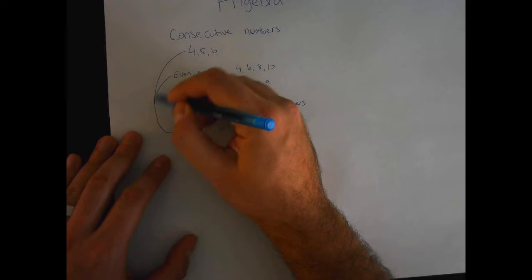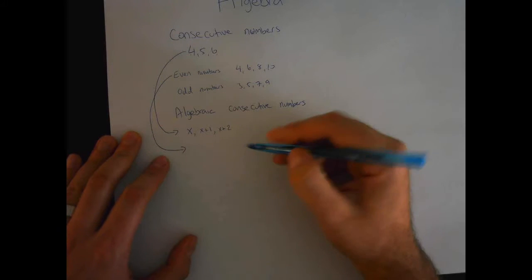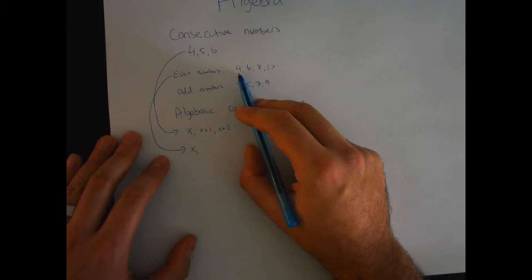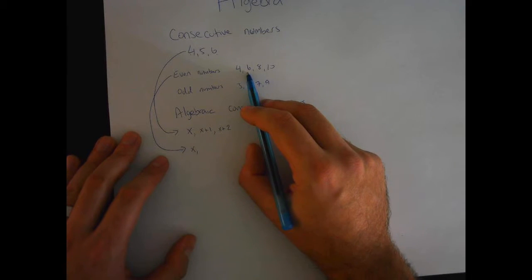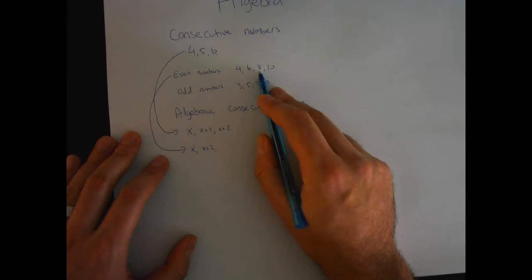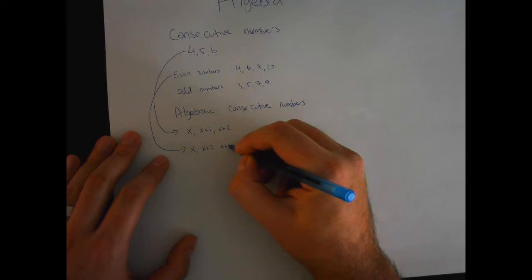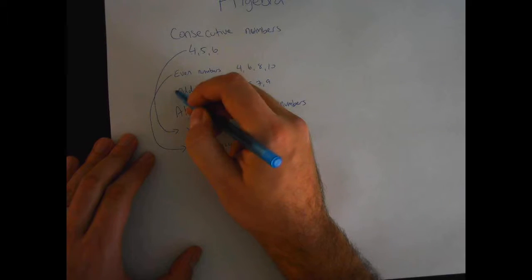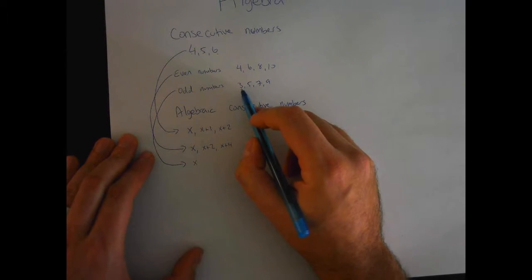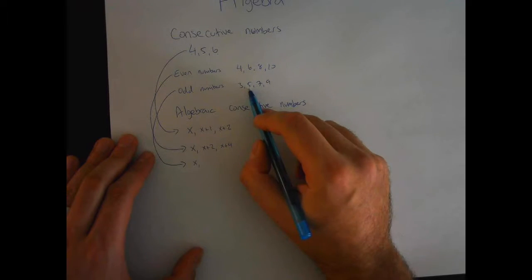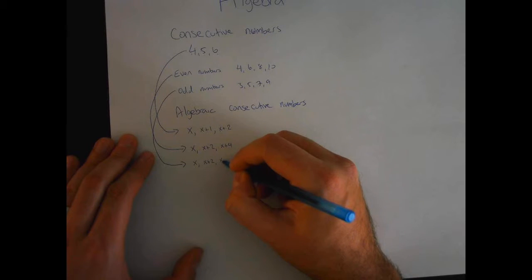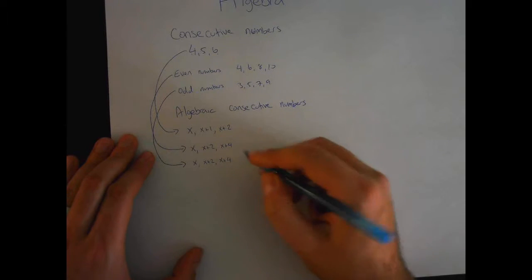Even numbers, algebraically, would start with x as the first term, and then it increases by 2. So your second term is x plus 2, and then your next term would be x plus 4. And then for odd numbers, this could get tricky. First term is always x, and your second term increases by 2. X plus 2, x plus 4.